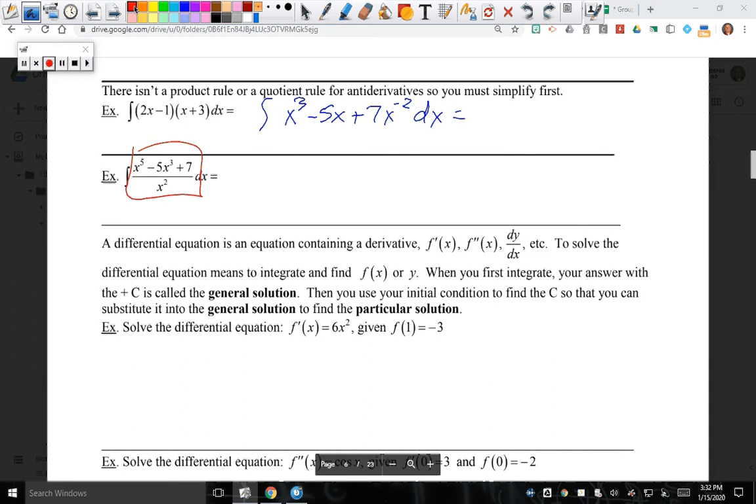X cubed becomes x to the 4th over 4. Constant multiple rule, the 5 out. X will become x squared over 2, times the negative 5. Take the 7 out. X to the negative 2 becomes x to the negative 1 over negative 1. Plus C. And the only thing that's wrong with this, change the negative power.